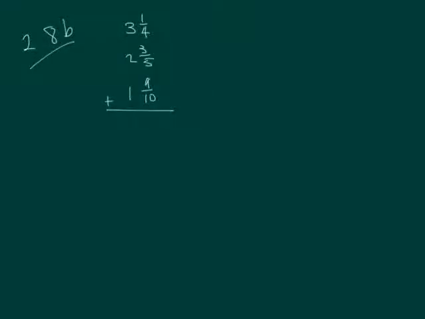This is 2.8b as in boy, continuing on with addition and subtraction with mixed numbers. We're in example 4, and we're adding 3 mixed numbers this time. So we're finding common denominators for the numbers 4, 5, and 10. So I'm going to go ahead and break those down.